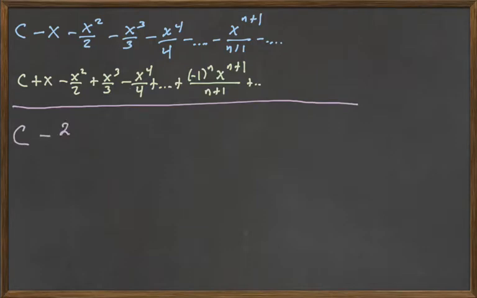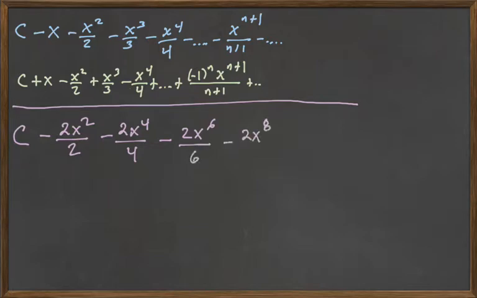We can call it c. So the x's will absorb, and then we'll have 2x squared over 2. The x cubes will absorb, and we'll have minus 2x to the fourth over 4. Okay, and then the next one will be 2x to the 6th over 6 minus 2x to the 8th over 8 minus, etc. And so we're trying to come up with a pattern here.